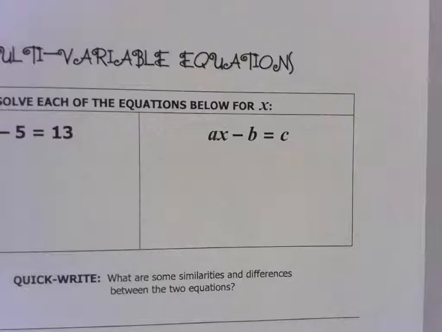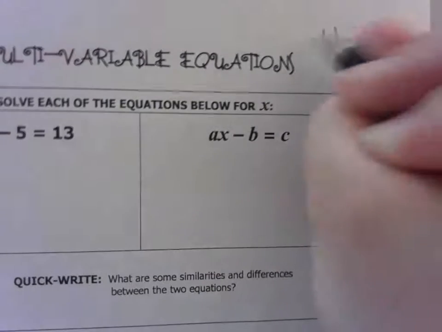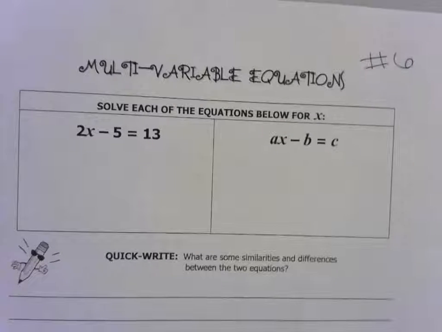Okay, so these are notes number 6. Put number 6 in the upper right hand corner so you can keep track. That helps you keep track of how many you should have.